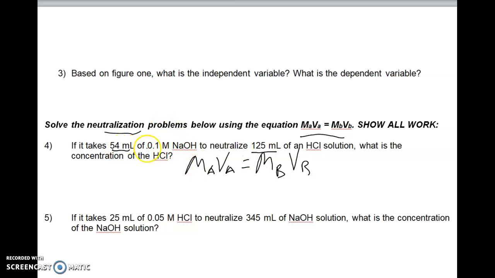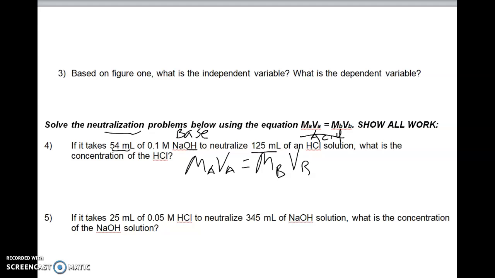So we have 54 milliliters of 0.1 molar NaOH. So that is our base. You need to identify which one is the base and which one is the acid first. I know HCl is our acid because, based on Arrhenius's definition, it has the H first, and the proton right there is what makes it an acid. And I know that this is our base, our sodium hydroxide, because it has the OH part second, and that is what makes it the base, again according to Arrhenius's definition.